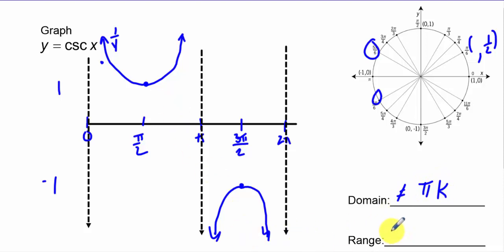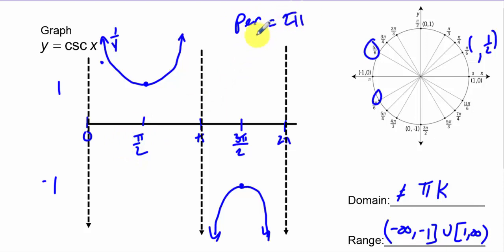Domain, notice that it's every multiple of pi. And range is very similar, negative infinity to negative 1, and these are all equals, though, in this case, and 1 to infinity. And again, the period is 2 pi.